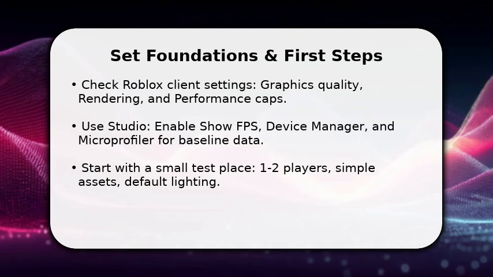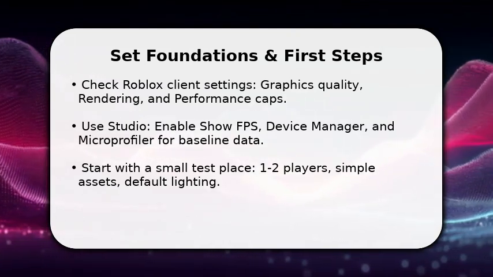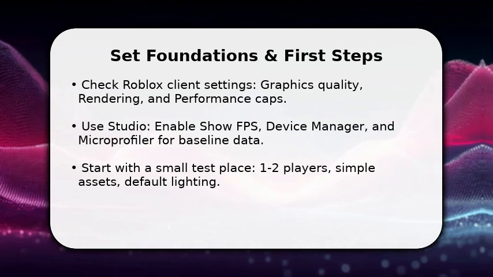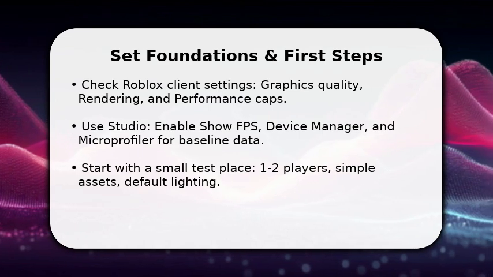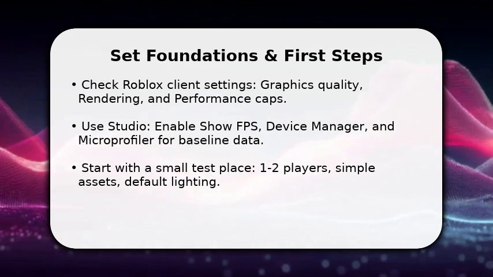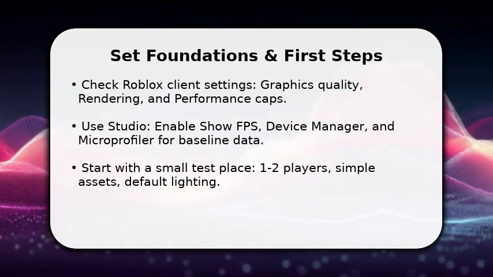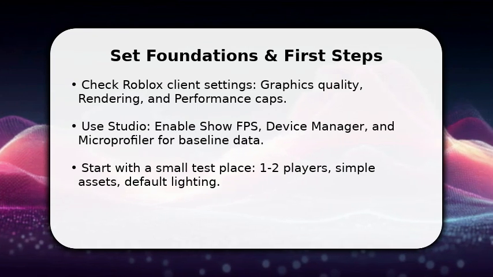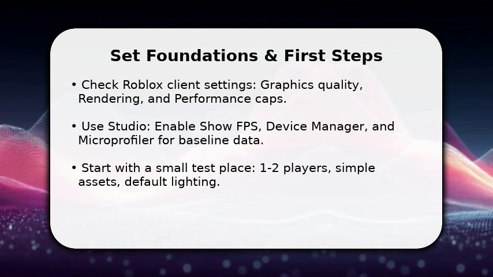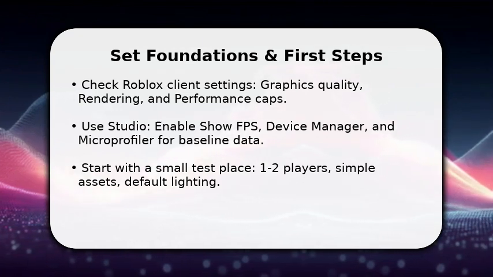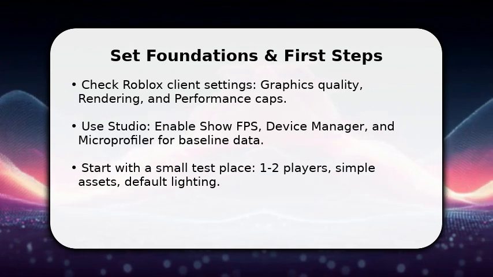You start by locking down prerequisites. Update the Roblox client and studio, then open a small test place so you can measure changes quickly. Once done, enable FPS, Microprofiler, and Device Manager to gather baseline numbers and spot immediate bottlenecks. Make sure to set graphics quality to a fixed value for consistent tests and disable extra plugins that skew performance. This first actionable step gets you measurable data, so every change that follows proves its value.